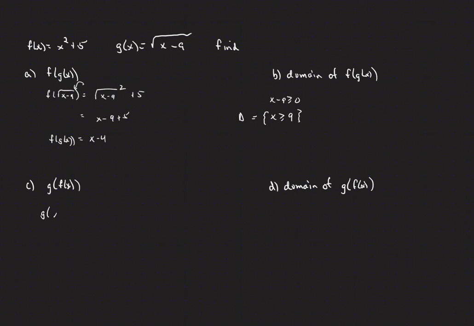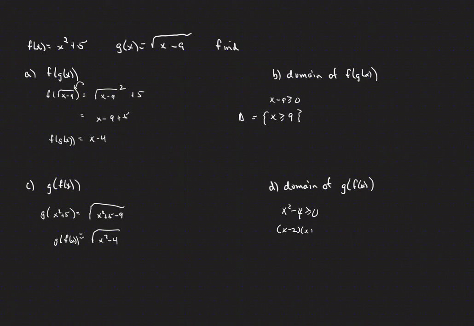g of f of x means we're going to plug x squared plus 5 into our g function, so we're going to get x squared plus 5 minus 9, and that's going to be the square root of x squared minus 4. There's our g of f of x, and its domain means that what's inside that radical must be greater than or equal to 0.